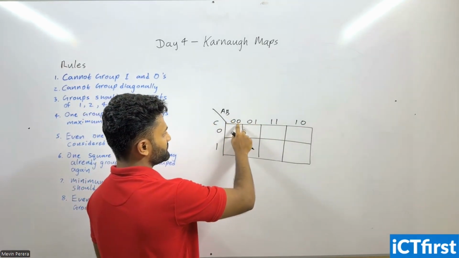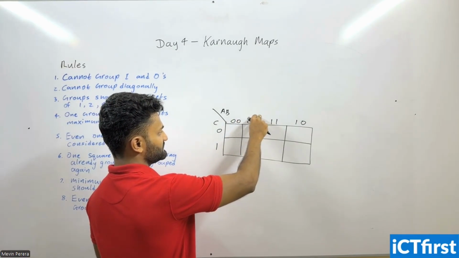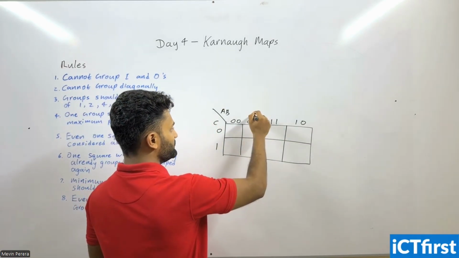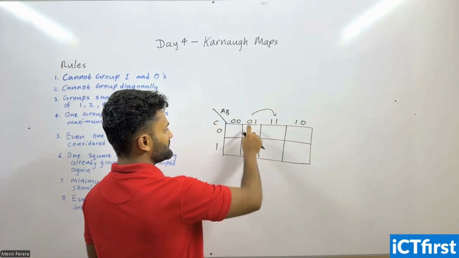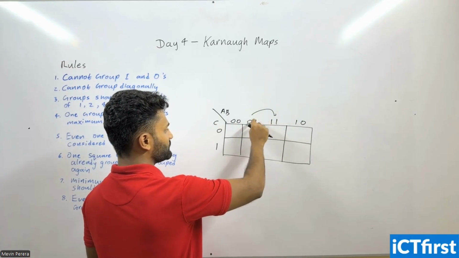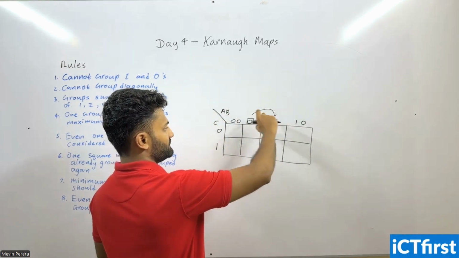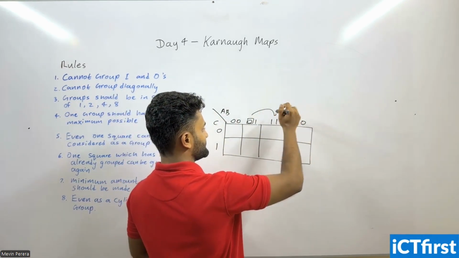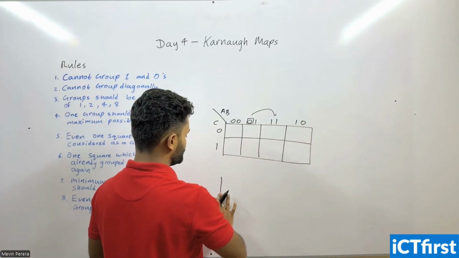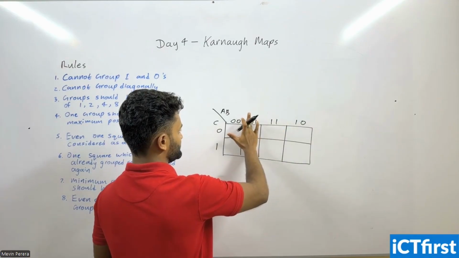So when we are moving from this to this, 0 has become 1. Only that particular position has changed. When we are moving from this to this, 0 has become 1, and the 1 is remaining in here, so only this particular position is changing. When we are moving from this to this, 1 is changed into 0. So that's how we draw a Karnaugh map.